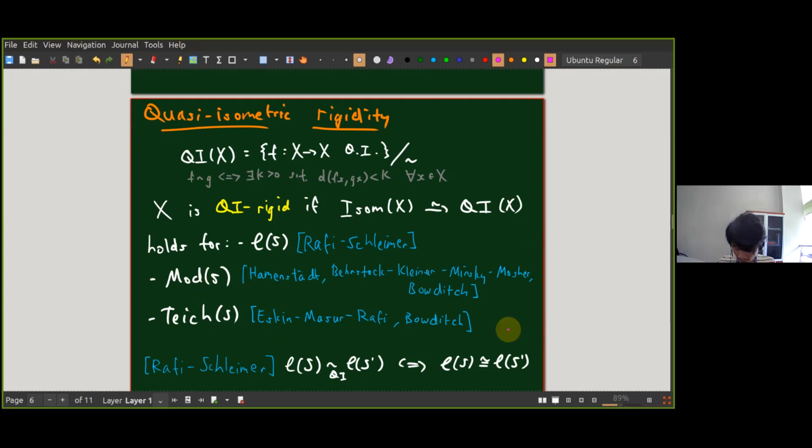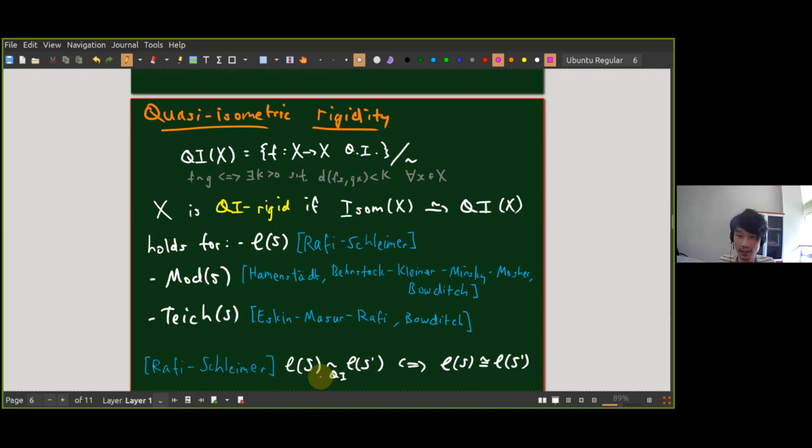Another related property, also proved by Rafi and Schleimer, is that the quasi-isometry type actually completely determines the isomorphism type of the curve graph. So they show that if I give you two curve graphs and all I know is that they're quasi-isometric to one another, then these graphs actually had to be isomorphic. And in most cases, isomorphic curve graphs imply a homeomorphic surface. So you go from something really coarse to get something really fine. You can actually tell a lot from just the quasi-isometry type.